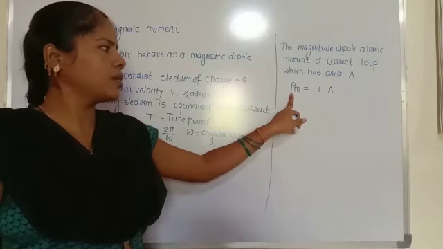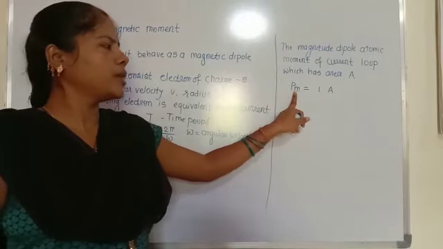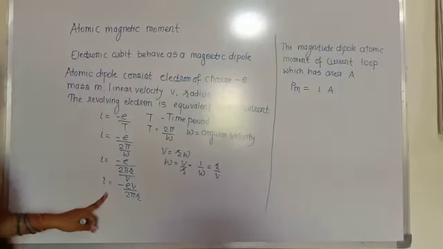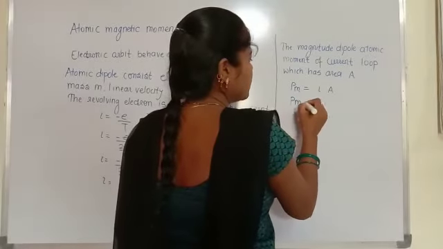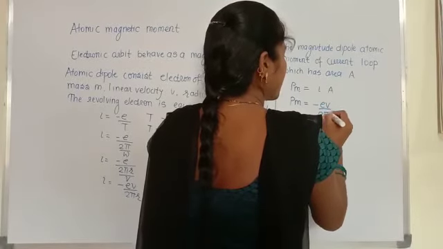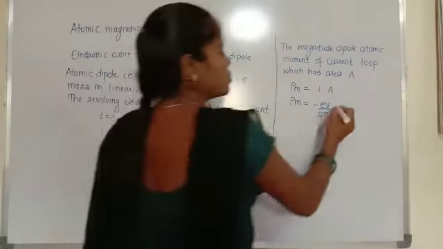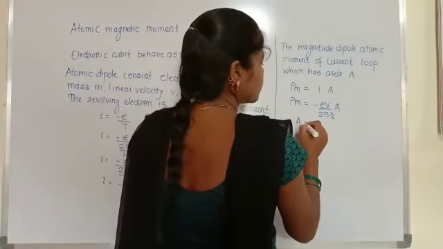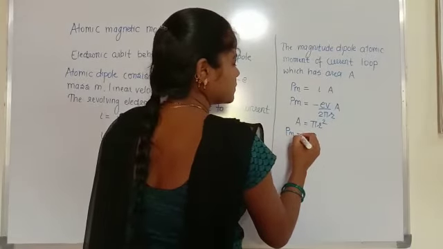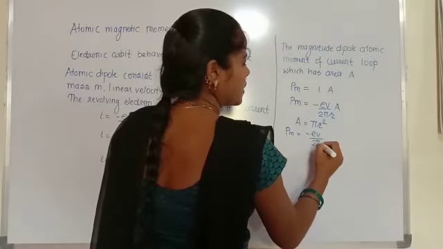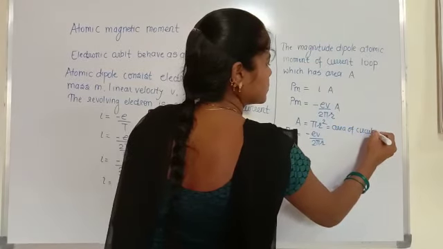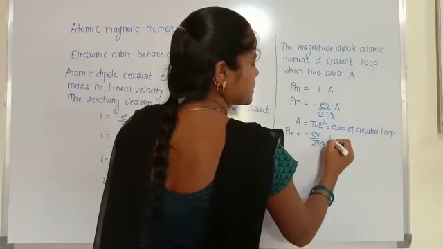This magnetic moment is denoted by the letter P with suffix m, and Pm is equal to I into A. We have the value of I, so after putting the value, Pm is equal to minus ev by 2πr into A, and we know that the area of the circular loop is equal to πr². Putting this value as πr².